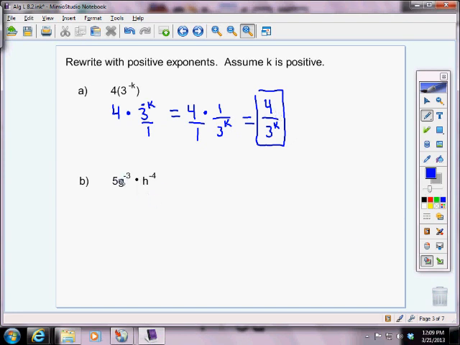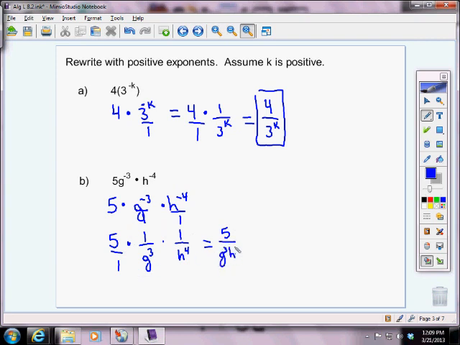Look at this next example. This part here always messes people up because they want to say that this negative 3 goes with the 5. It doesn't. This is 5 times g to the negative third times h to the negative fourth. And I really encourage you to write it out like this. We can't do anything with our 5, but we can take the reciprocal and go 1 over g to the third, and take the reciprocal and write 1 over h to the fourth. When you do that, now you can just multiply across the top. 5 times 1 is 5. And 1 times g to the third times h to the fourth.